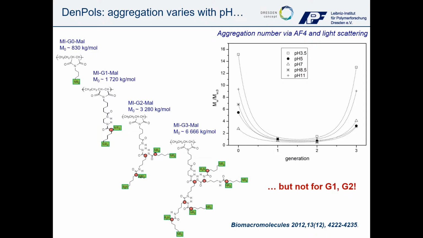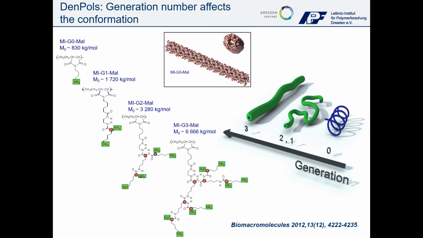What we found out by using AF4 and static light scattering is the aggregation number of every single generation of DEN poles. Surprisingly, the aggregation number was absolutely not dependent on the generation number, but it was dependent on the pH value, at least for the 0th generation and for the 3rd generation. This surprising behavior was explained after detailed AF4 and static light scattering measurements of the shape of the different generations.